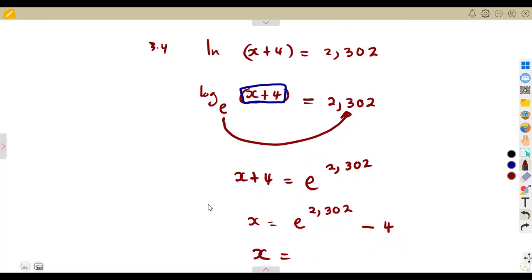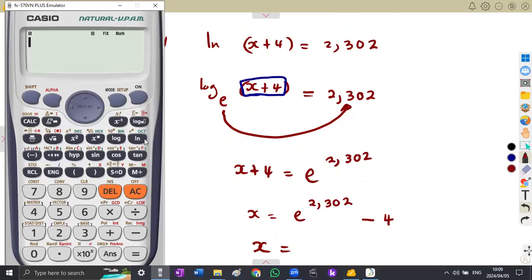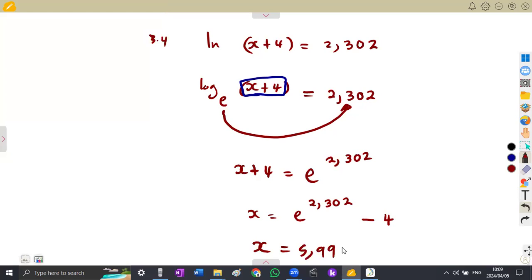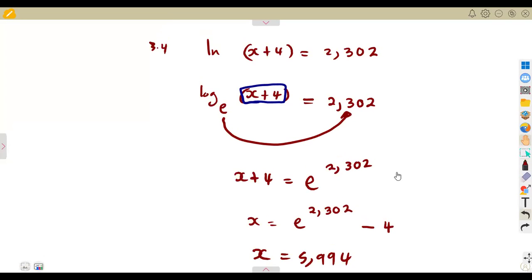So this is you and your calculator. So meaning to say, we can simplify this just on your calculator like this. E to the exponent of, that's shift on top of a ln, there's an e there. So it's e to the exponent of 2,302. Okay, then just subtract a 4. All right, so that is going to be 5,994. So this is 5,994. That is the value of x that you're going to have at the end. So just like that.